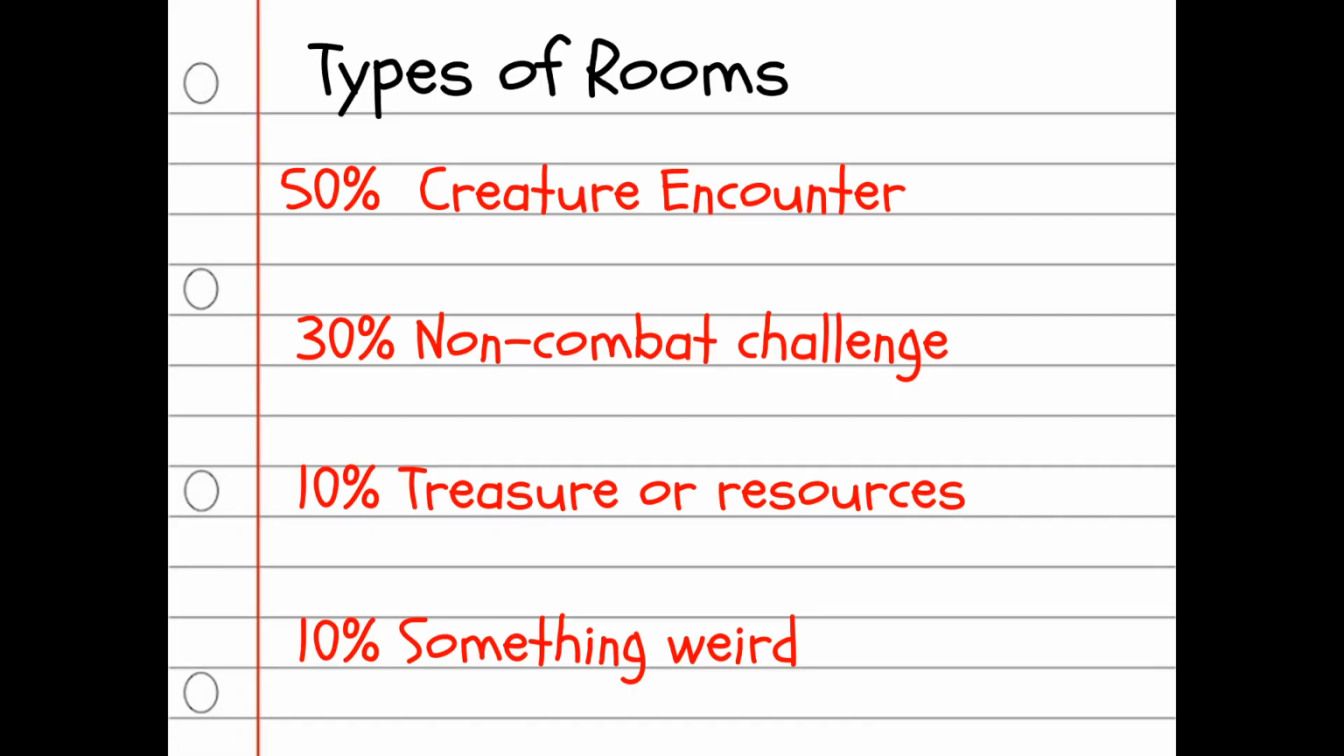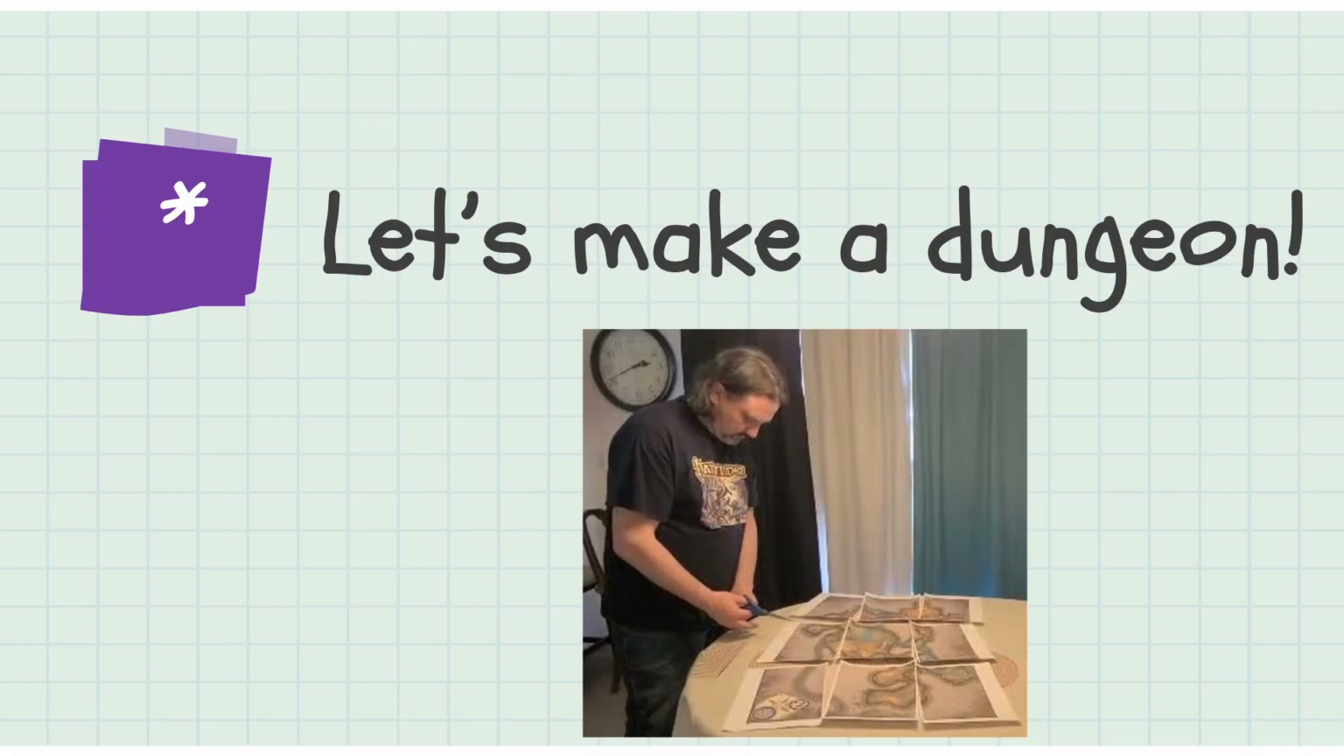Even though I don't really use random dungeon stocking tables anymore, I still try to keep the types of encounters somewhat proportional so the pacing of the dungeon doesn't get stale. Now, this can vary depending on the kind of story I'm trying to tell, but a decent starting point is 50% some kind of creature encounter, 30% non-combat challenge, 10% treasure or resources, and 10% something weird.